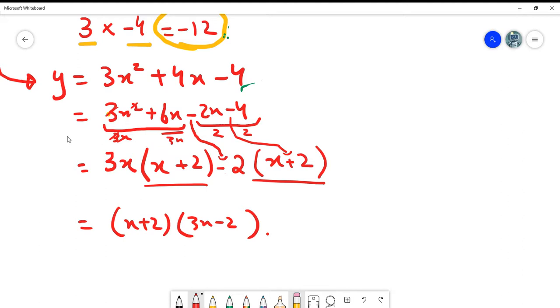Very well. I hope you guys have understood this factorization of quadratic functions. I'll leave the first part of this video, which is factorizing simple quadratic equations, in the description. Also, in my next video, we'll be talking about perfect square factorization.